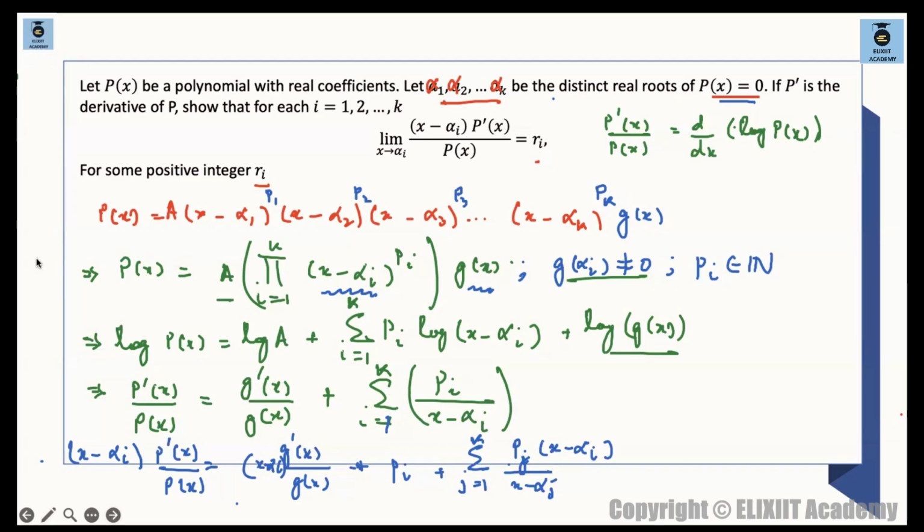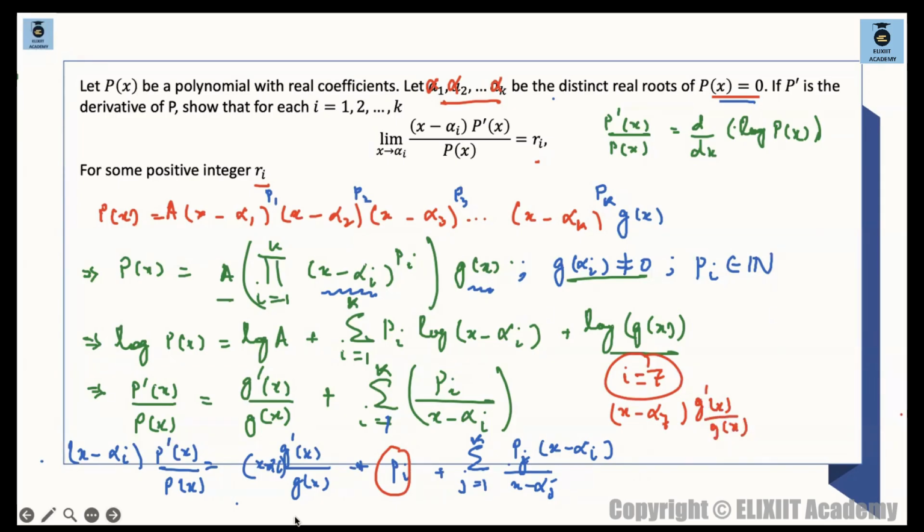Very carefully, again I'm showing you what I have done. Why is this becoming pi? Why is this taking one of the values? Let's say i is 7 tomorrow. So what will happen is (x minus alpha 7) will be there: (x minus alpha 7) into g dash of x divided by g of x.